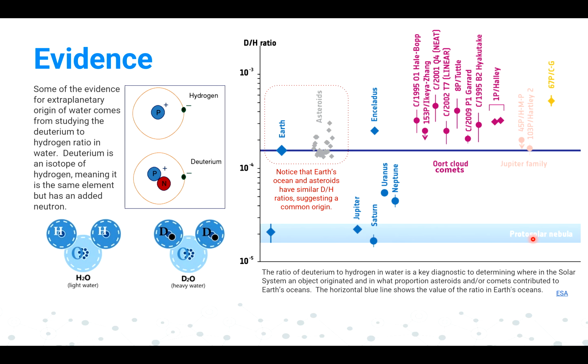Some of the evidence for the extraplanetary origin of water comes from studying the deuterium to hydrogen ratio in water. Deuterium is an isotope of hydrogen, meaning it is the same element but has added neutrons. It has slightly more neutrons.